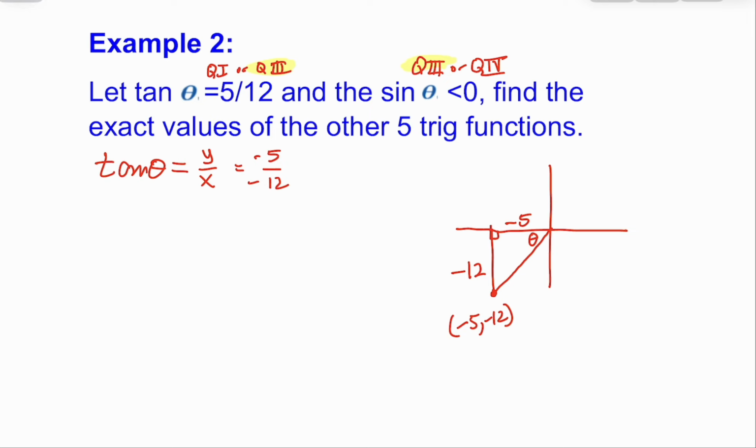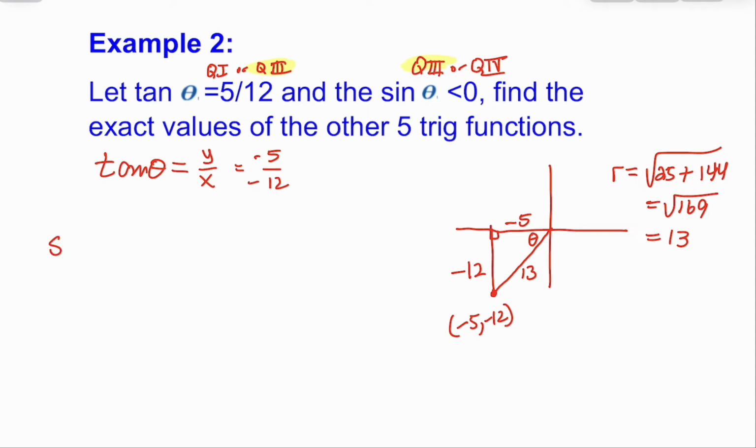So then it says find the values of the other trig functions. Okay. So we have to find r. Now it's just like the other problems. It is the square root of negative 5 squared plus 12 squared, which is the square root of 169 or 13. Now remember, your hypotenuse is always positive. The x and y might be negative, but the hypotenuse is always positive.